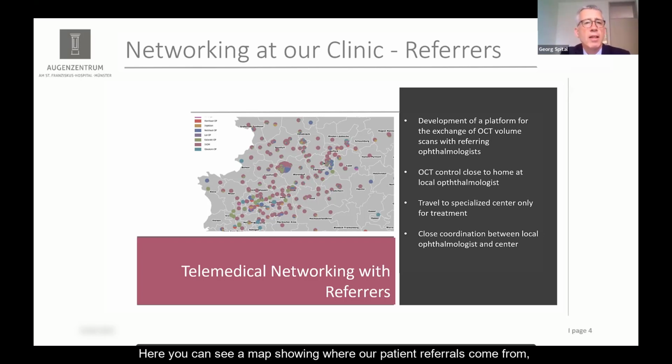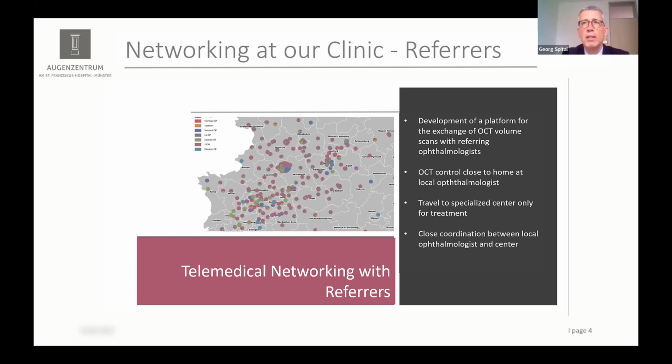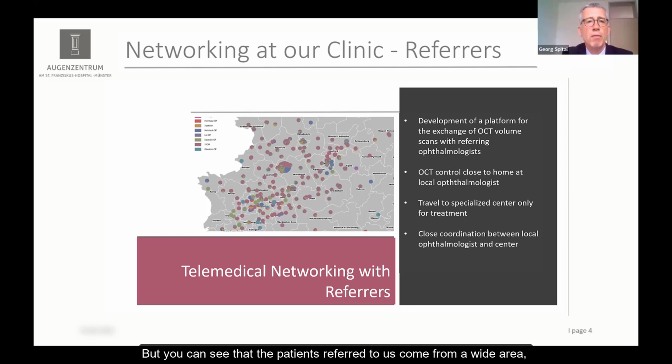Here you can see a map showing where our patient referrals come from, which of course depends on the specialty that is required at the time. It may be uveitis patients who come from a long way away. For example, patients who need cataract surgery or retina patients, the pattern can vary considerably. But you can see that the patients referred to us come from a wide area, and we have recently had the opportunity to connect even more closely with referring doctors through a portal solution.